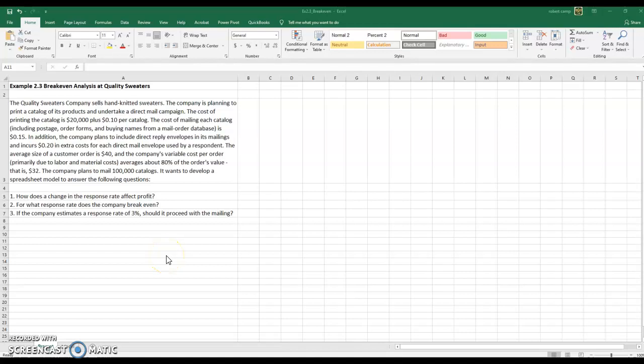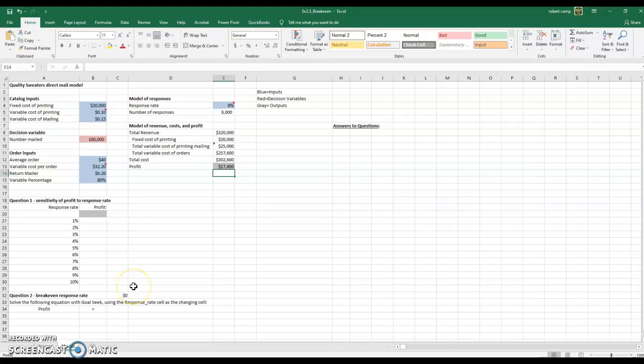All right, as we continue this question, we had spent the time and set up the model. Now let's answer these three questions. How does a change in the response rate affect profit? What response rate does the company break even? And if we estimate that we have a 3% response rate, should we proceed with the mailing?